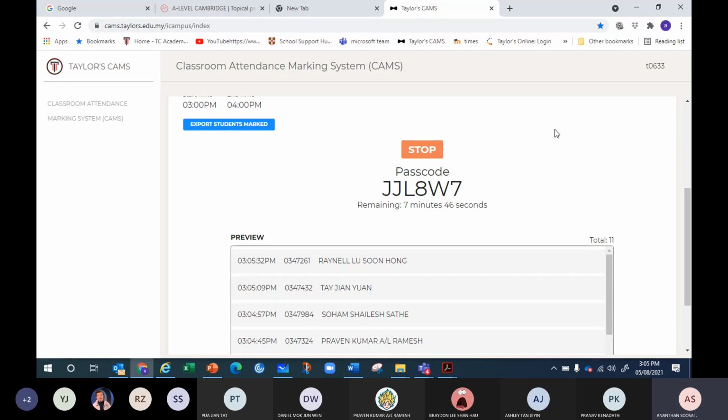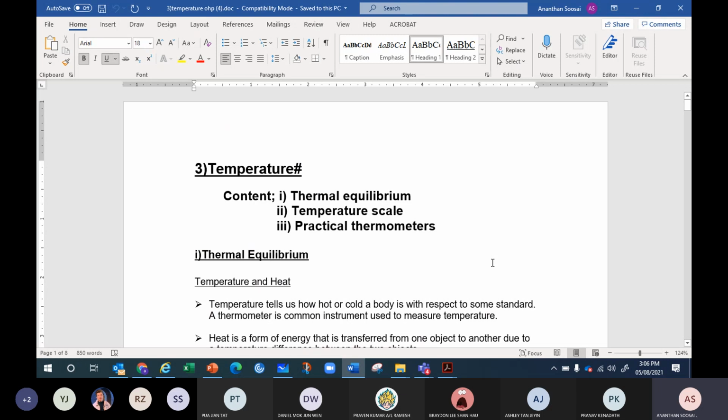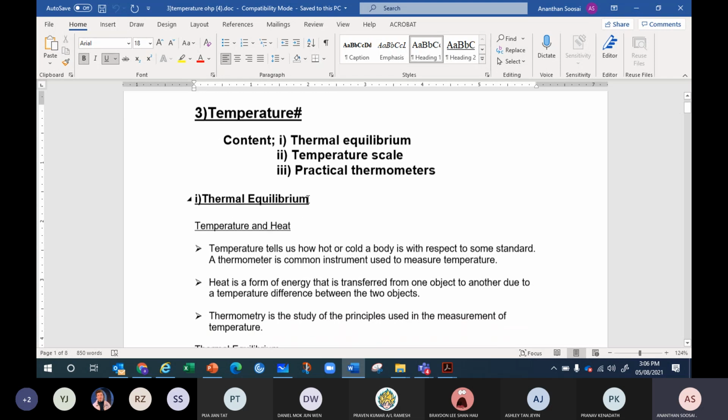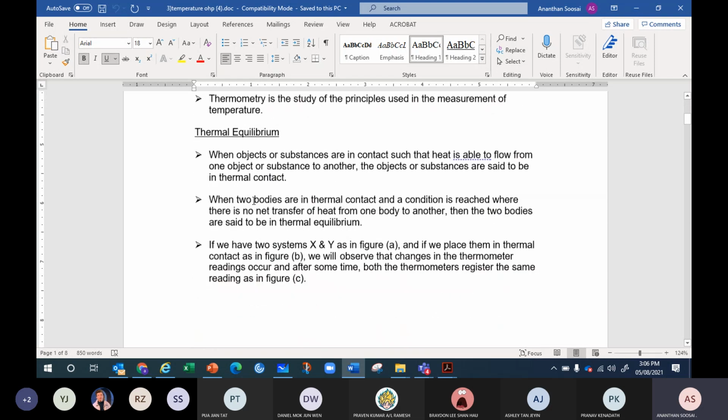Okay, so we are halfway through the topic of temperature. We will try to finish that topic today. So we have done thermal equilibrium. What is meant by thermal equilibrium? We talked about the temperature scale. What are the 3 things we have to do to get your temperature scale? Then third, we talked about the practical thermometers, the 4 types of thermometers which are currently available, plus and minus. Okay.